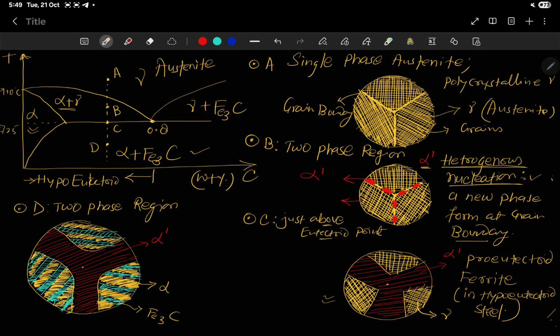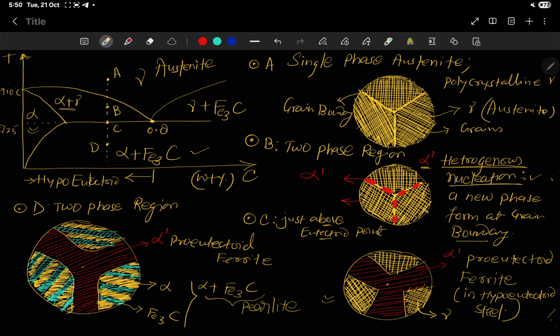Now here you can see this alpha dash is proeutectoid ferrite. This we will write as proeutectoid ferrite, and this is alpha. And the combination of this alpha plus Fe3C, we will call this pearlite.